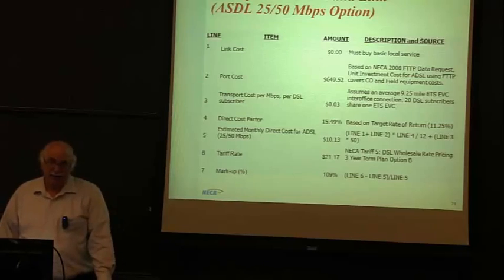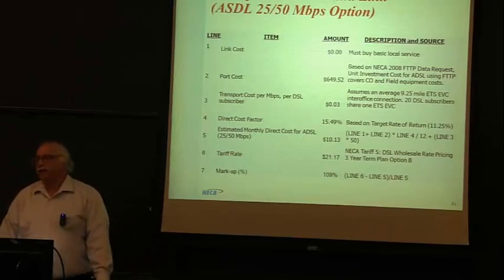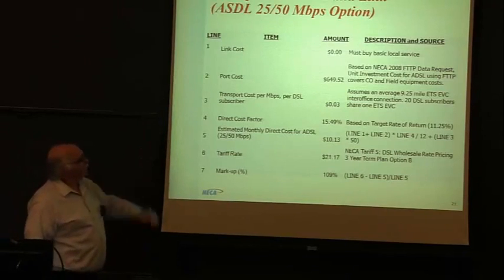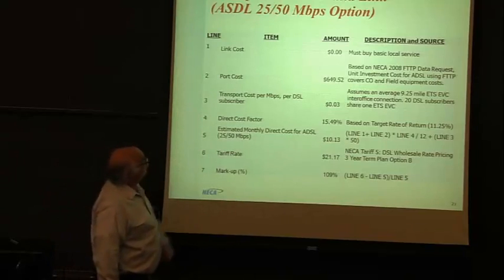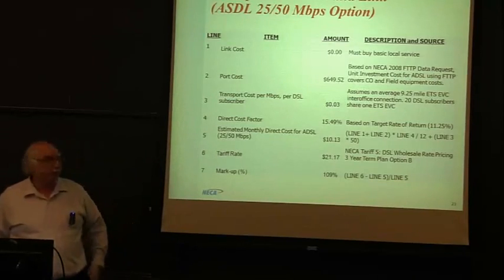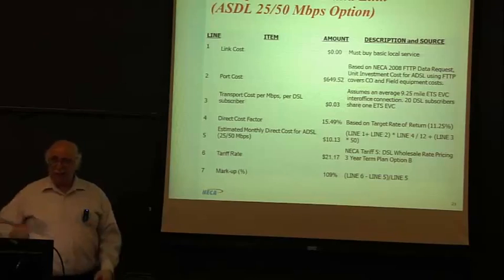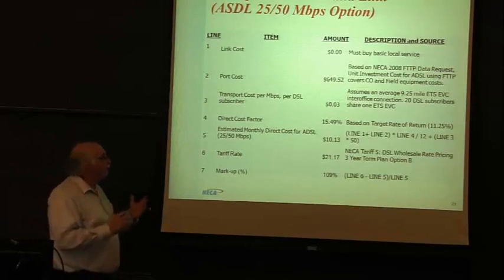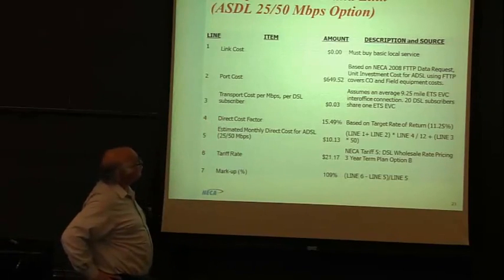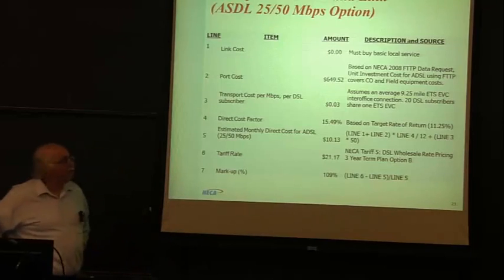Obviously, that link costs money. Well, it turns out because of regulation, if you buy local telephone service from the local telephone company, and you buy DSL above it, you're not charged for the line for DSL. So you're only charged for the electronics. Next, we have a port cost. There is a lot of central office and field equipment that's necessary to provide DSL service. You're multiplexing in the field, demultiplexing, and so on. The port costs are $649.52 for this particular type of customer.